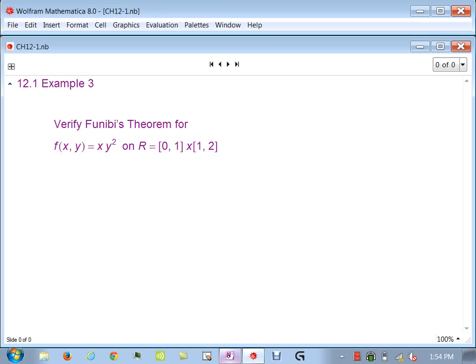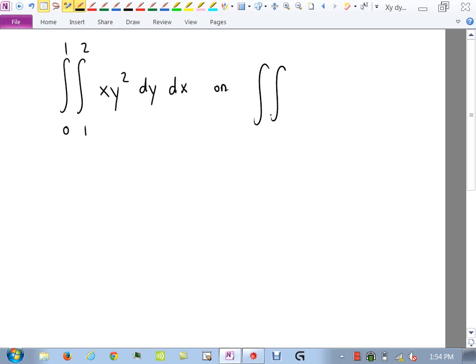So one integral would look like this. I would go 0 to 1, 1 to 2. You tell me, xy squared dy dx. Okay? Or we could do the integral 1 to 2, 0 to 1, xy squared dx dy. Either way you work those out, you should get the same result. All right?